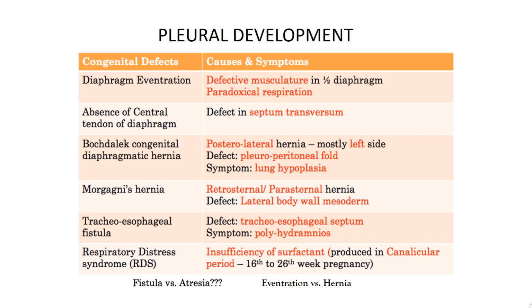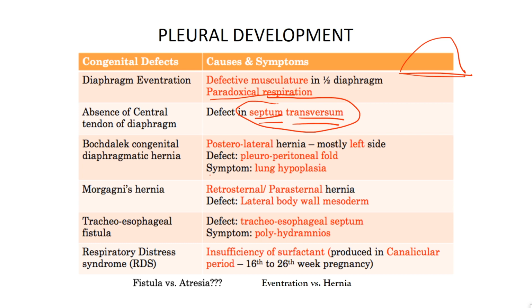So for congenital defects, there's a diaphragm eventration. This is when you have defective musculature of the diaphragm, and this leads to paradoxical respiration. The diaphragm does not contract properly, so the diaphragm actually goes flat when you're trying to expire, and it goes up like this when you're trying to inspire, which is opposite. You want it to flatten when you're inspiring. Remember how we were talking about opening up that chest wall. And then absence of central tendon of the diaphragm. Obviously, if you don't have that central tendon, what is the thing that made the tendon? Remember, septum transversum. It's the septum in the transverse plane, the medial part.